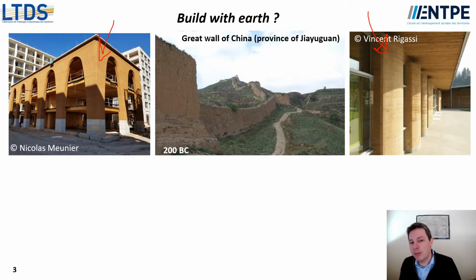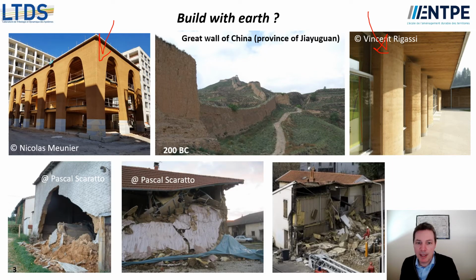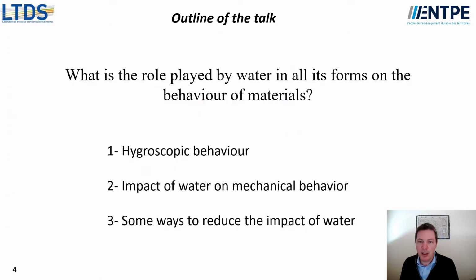However, when we think about urban construction, most of the time we have this picture in mind, which is a picture of collapse. And these collapses are most of the time due to an abnormal amount of water content within the material. That's why the main topic of this talk will be the role played by water in all its forms and the behavior of the material. And this water can be a benefit for the material behavior. It is the case of hygroscopic behavior, or can be a drawback. This is the case of the impact of water on mechanical behavior. And in the third point of this presentation, we will talk about some ways to reduce the negative impact of water on urban constructions.